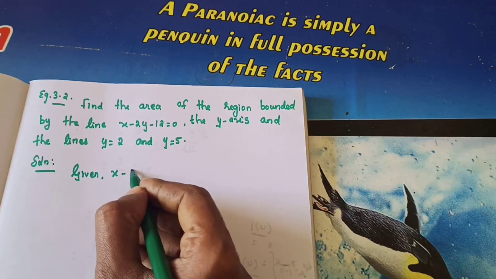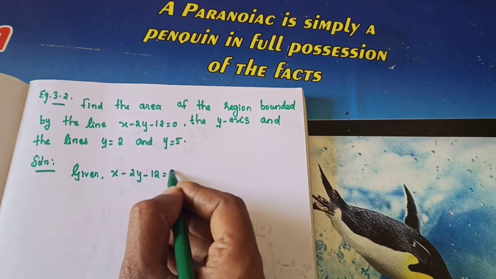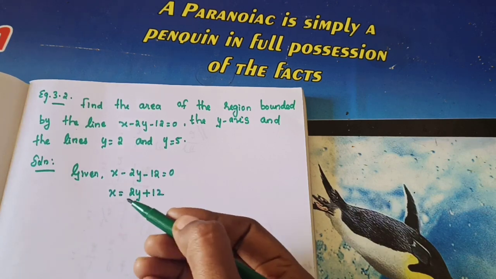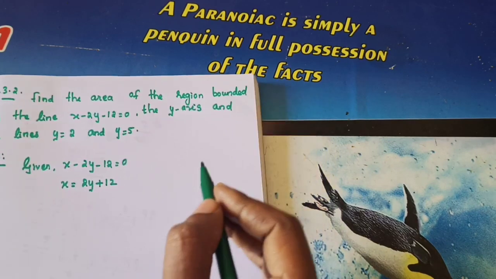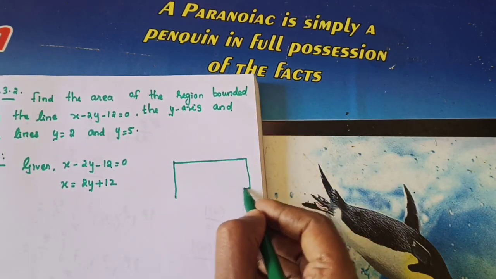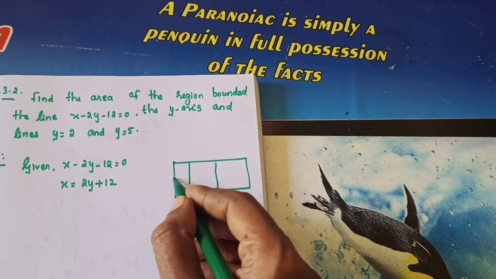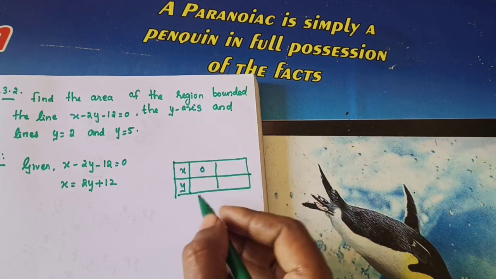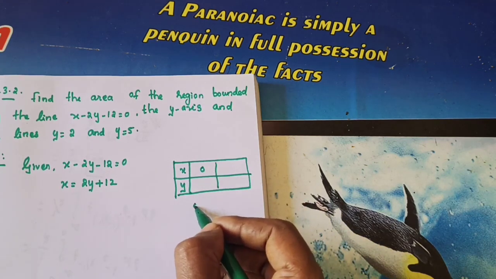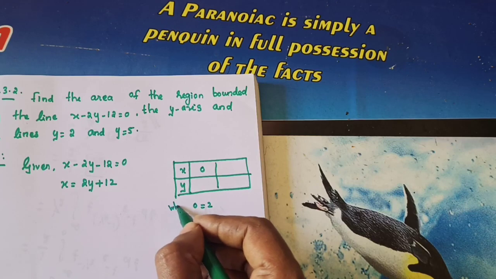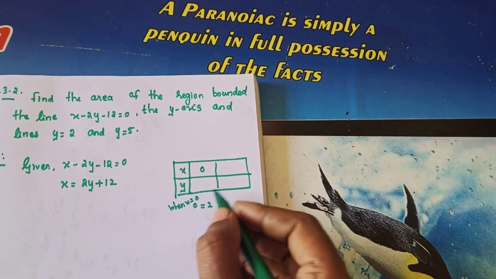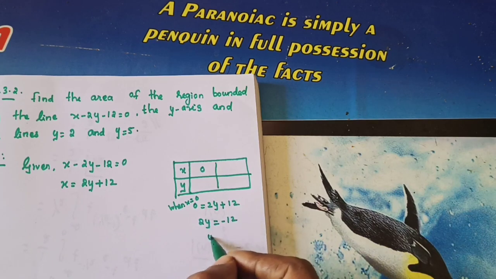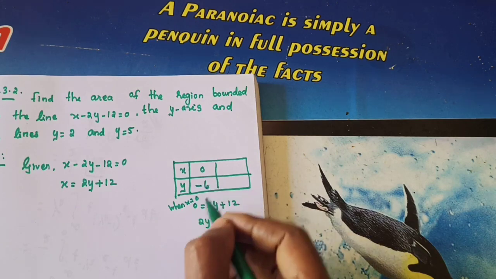Given x minus 2y minus 12 is equal to 0, if you find the x value, what's the value? x is equal to 2y plus 12. First we need to find the points. Same as the previous problem, you can give any two values for x and y. For x, take the value 0. Substitute here x as 0: 0 equals 2y plus 12. So 2y is equal to minus 12, so y is equal to minus 6.